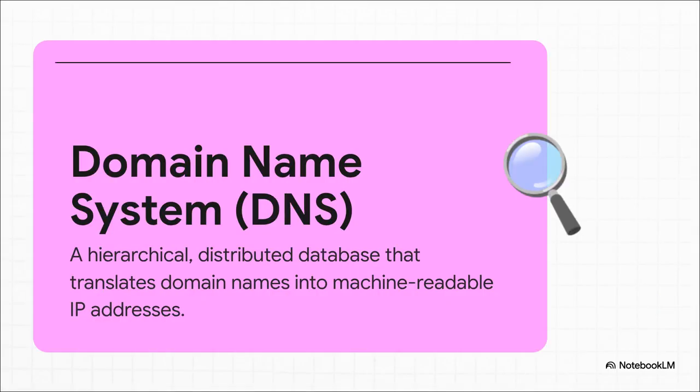So what is DNS really? Well, the official manual calls it a hierarchical distributed database, which sounds super technical. But honestly, the easiest way to think about it is like the internet's phone book. We as humans remember names, like example.com. Computers, they need numbers, IP addresses, to find anything. DNS is that absolutely crucial translator that makes the whole conversation happen.